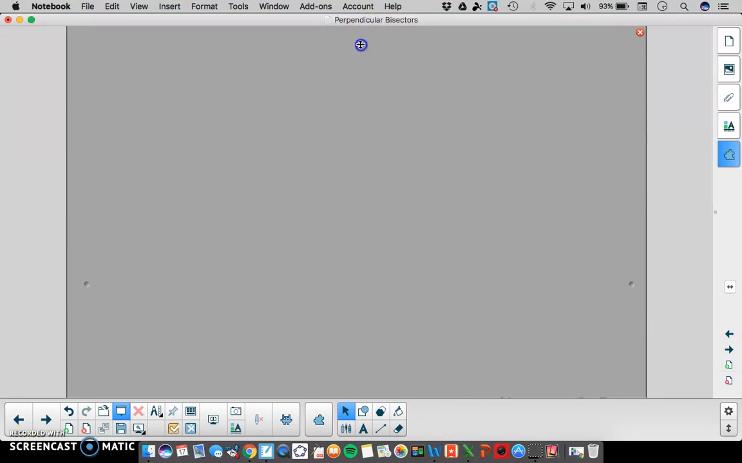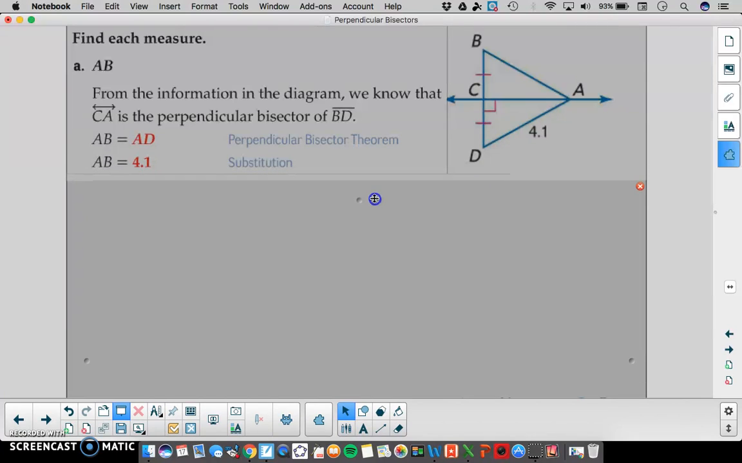Okay, we're going to look at some examples. The first example is with this triangle here. Find each measure. So we're going to find the measure of AB. Well, AB is this segment here. We know from this picture that AC is a perpendicular bisector of BD. Therefore, any point on that perpendicular bisector is going to be equidistant to B or D. And we already know the distance from A to D is 4.1. Therefore, we know AB has to be 4.1.